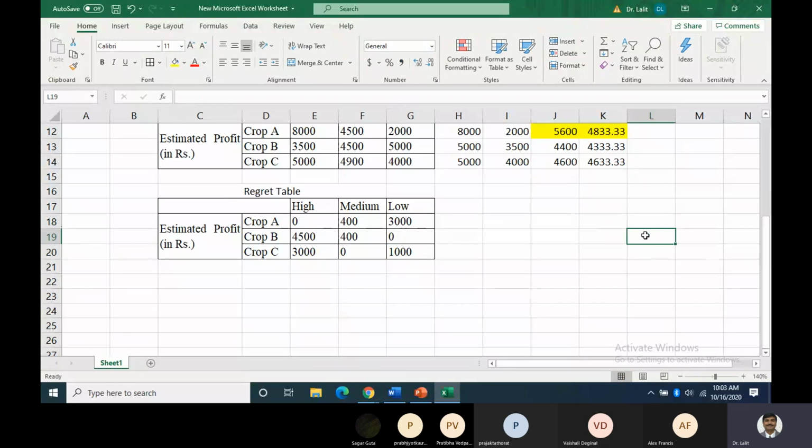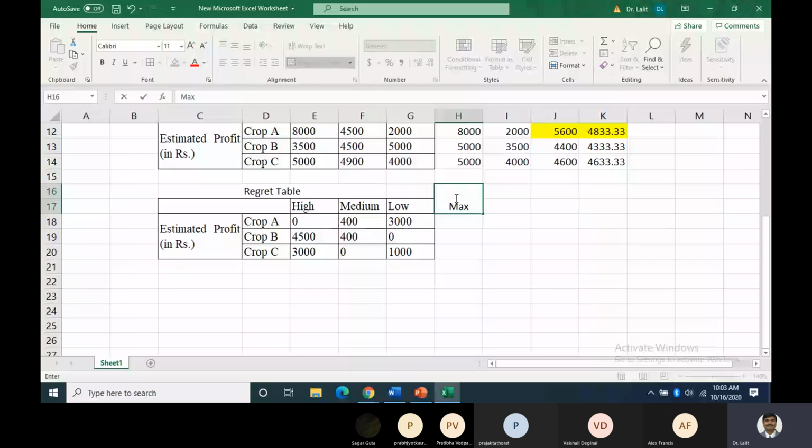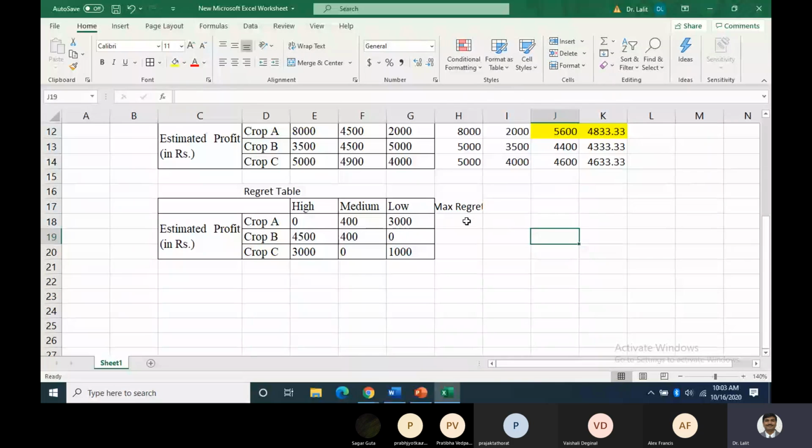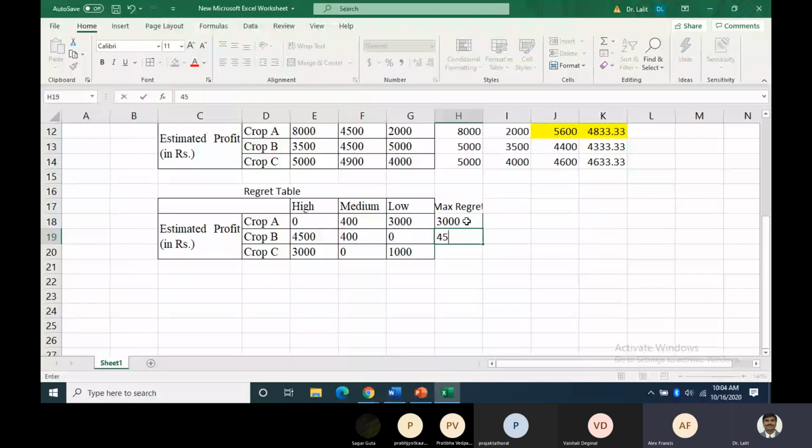Okay. Once regrets are calculated, उसके बाद क्या करना है? Yes, maximum regret. So the objective is to minimize the maximum regrets. The maximum regrets are 3,000, 4,000, 550, and 3,000.